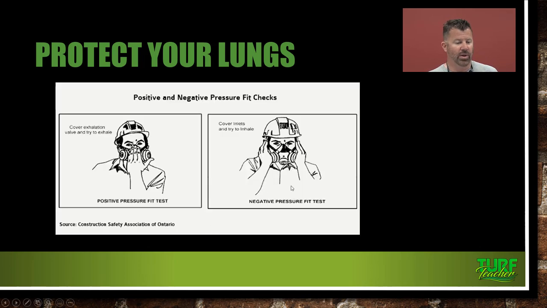And we've got a good picture here. Here's the positive pressure fit. We cover the exhalation valve and try to exhale. And then with the negative pressure test, we cover the inlets and then we try to inhale.